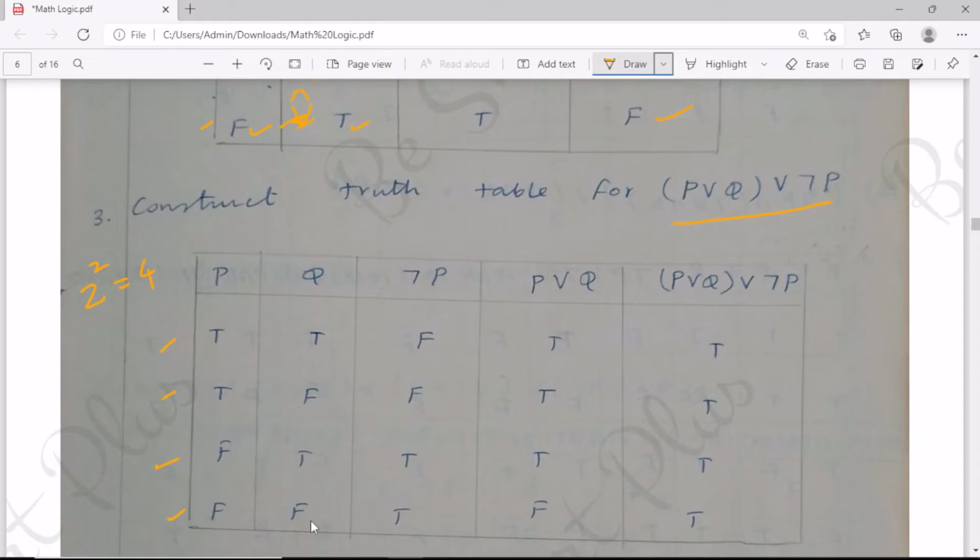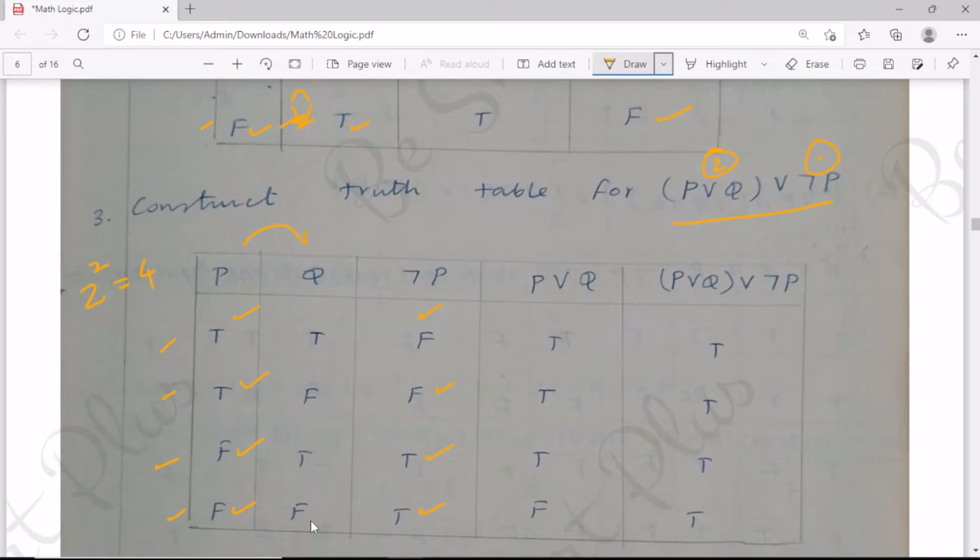Now first let me find negation P. So the negation of P is nothing but, if it is true, you have false. That is, false means negation P is true, and false means negation P is true. Next we have to find the second one, P or Q.